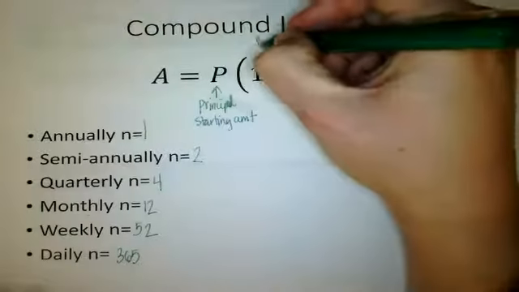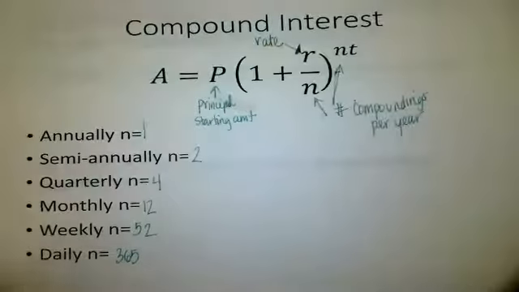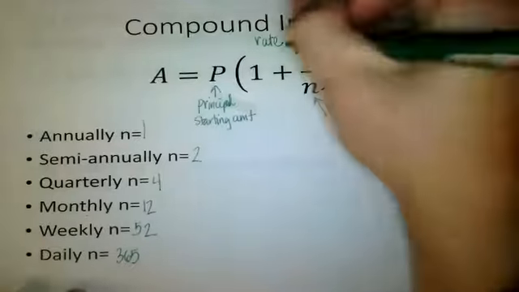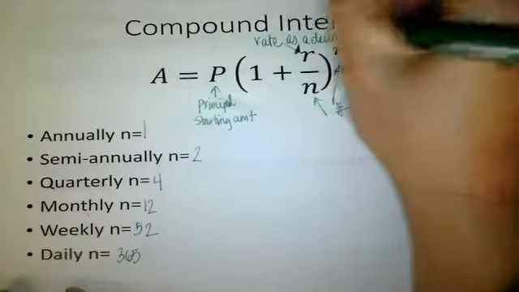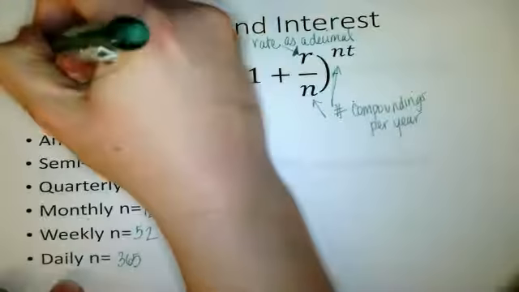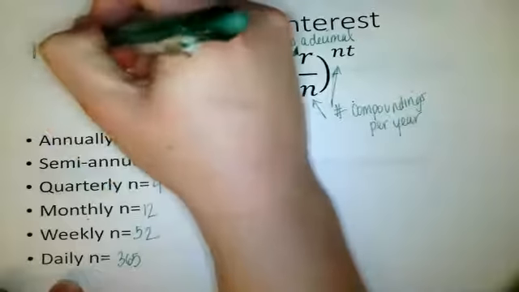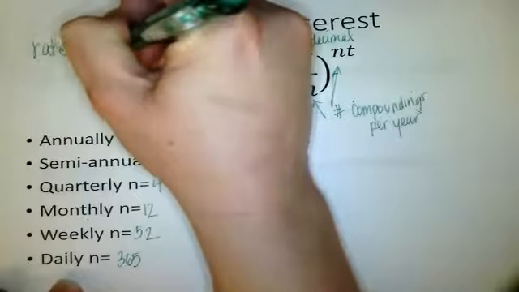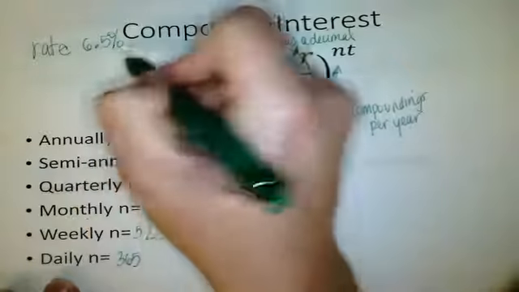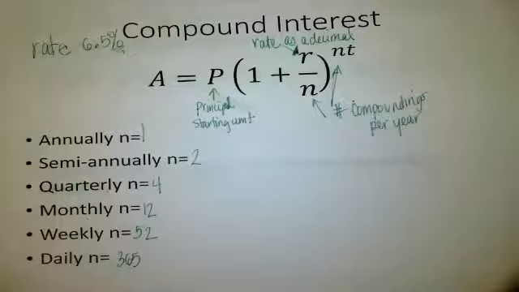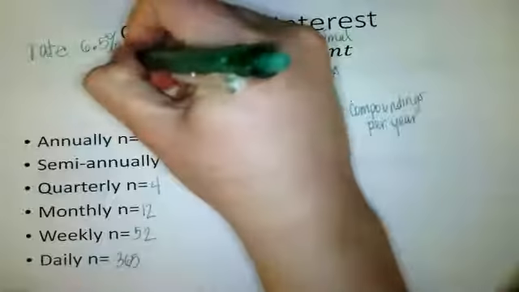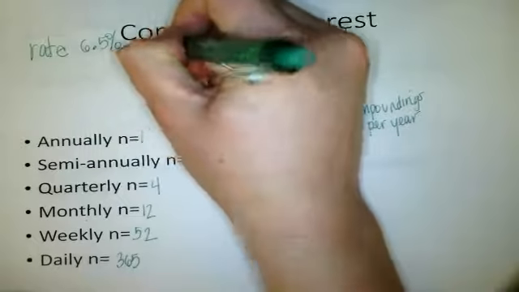Rate. R is the rate, and that would be like the interest rate. As a decimal is really important. You're going to be given interest rates as percentages, like 6.5%. That looks like a decimal, but it's actually a percent because it's got the percent symbol there, and we never do calculations with percentages. Percent is a literal thing. It is literally per cent, as in per 100.